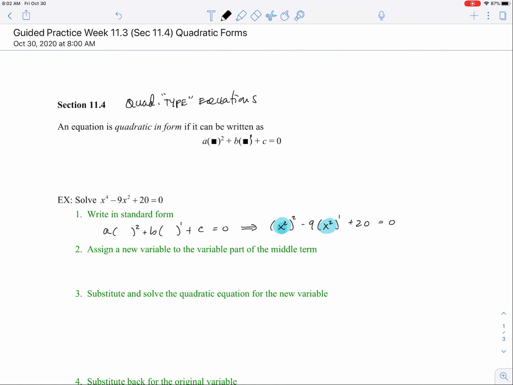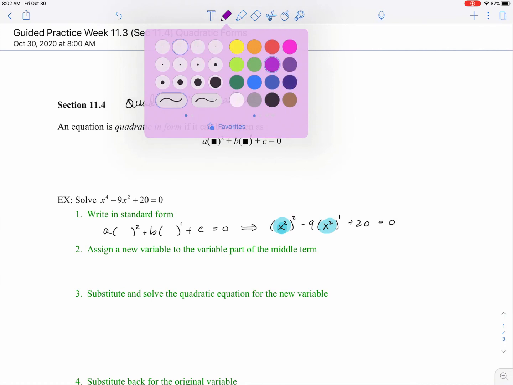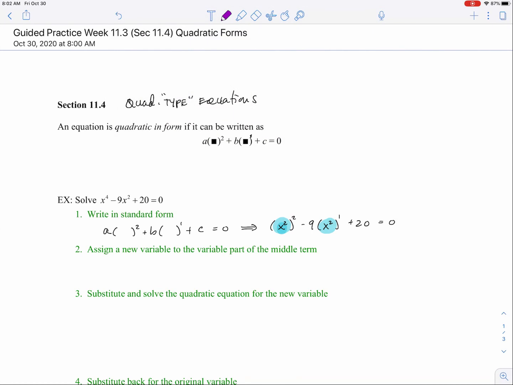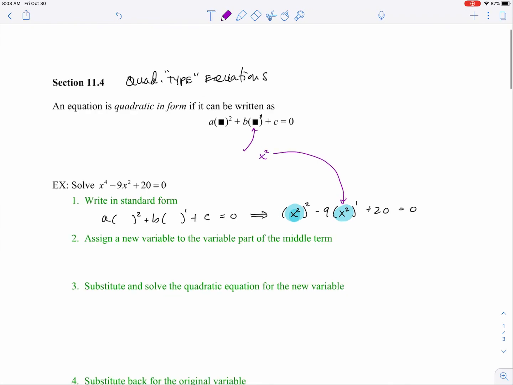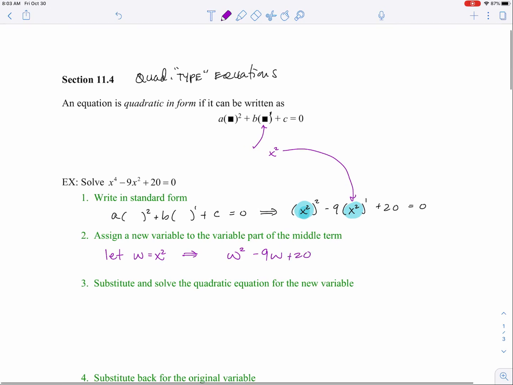So typically what we do at this point, if we have a hard time recognizing that as being quadratic, is use what's called a substitution. We always look and see what this middle term is, whatever is to the first power. In this case, it's x squared, and we let w equal x squared, so that this becomes w squared minus 9w plus 20 equals 0.